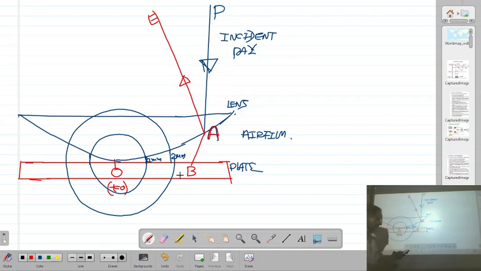Again I repeat, when the ray of light PA is incident normally on the lens and glass plate system at point A, the incident ray is partly reflected in the direction AE and partly transmitted in the direction AB. From point B, the ray is again reflected and goes in the direction CD.